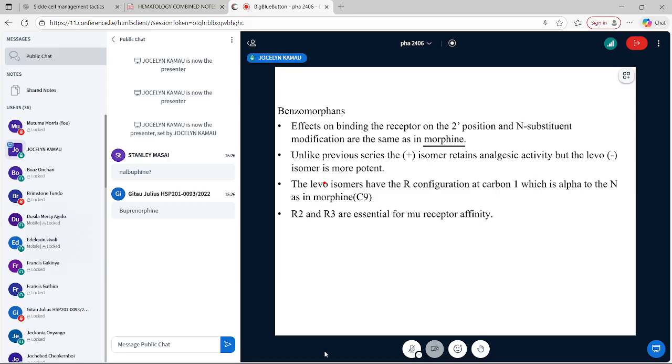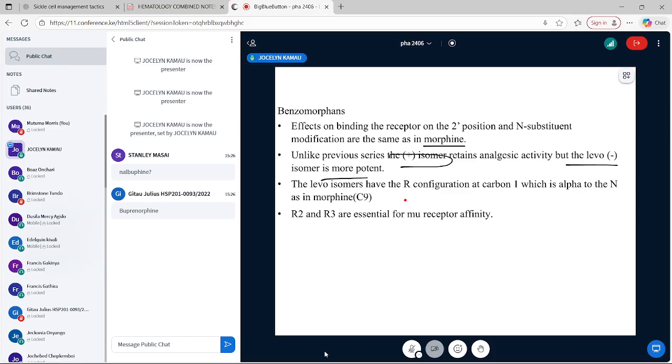Then, unlike the previous series, the dextroisomer retains analgesic activity, but the levoisomer is more potent. So we are saying, unlike the other ones, remember, like when we mentioned dextrorphan, we said dextrorphan is devoid of analgesic activity. But here we are saying even the dextroisomer retains some analgesic activity, but still the levoisomer is the one which has higher activity.